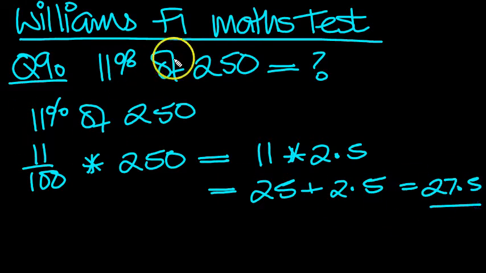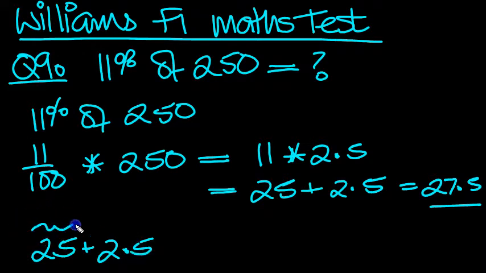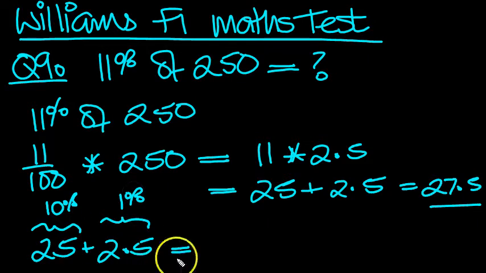If you're doing it just by inspection, 11% of 250, well, you know that 10% of 250, a tenth of that, will be just 25, won't it? Divide 250 by 10 and you get 10%. 1% will be a tenth of 10%, so that'll be 2.5. So this corresponds to 10%, and this would correspond to 1%. And when you add those two amounts, you get 11% in total, which is 27.5.